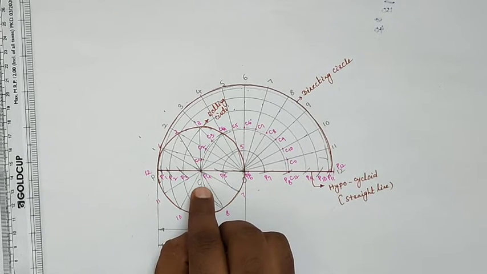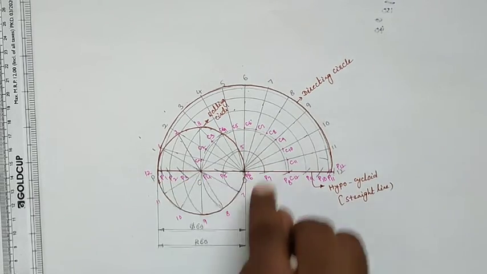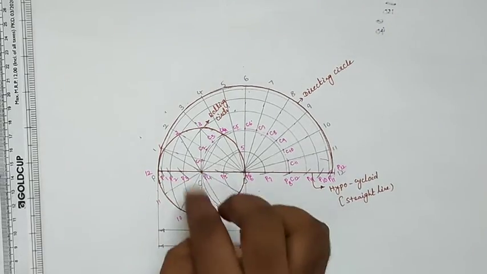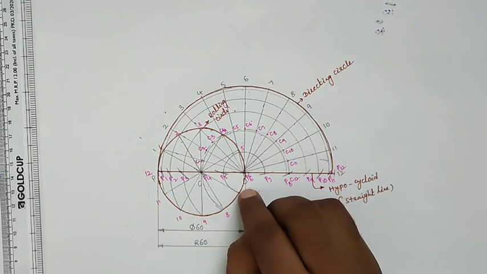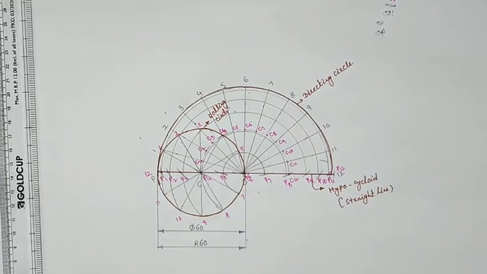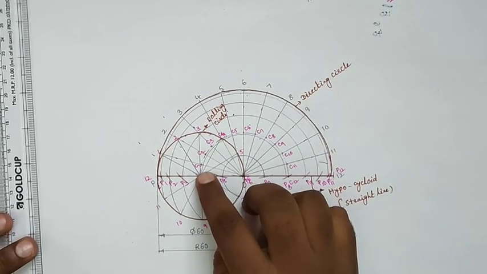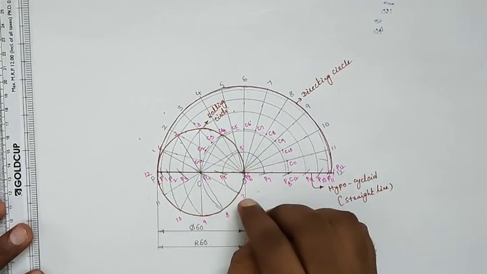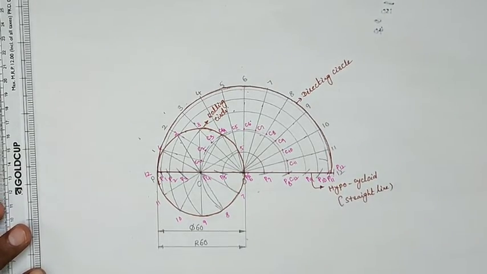From point C, take C center, CP or C12 as the radius, and draw the circle. This circle is divided into 12 parts, each part being 30 degrees. After dividing the circle into 12 parts, from the center of the directing circle, draw the arcs up to the directing circle. So from 11 and 1, from 10 and 2, from 9 and 3, from 8 and 4, from 7 and 5, from 6 also we'll draw the arcs up to the directrix line.